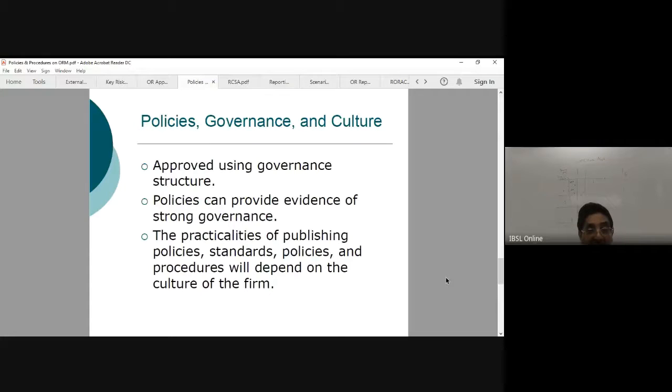Publishing policies, standards, policies, and procedures will depend on the culture of the firm. So, if a strong culture exists in an organization, people have a regard for this. The employees will have a regard for these policies.